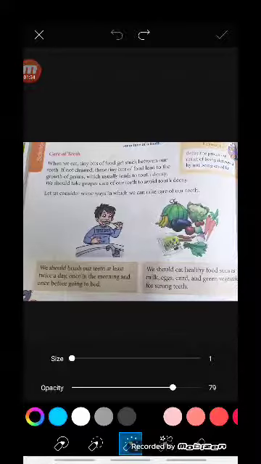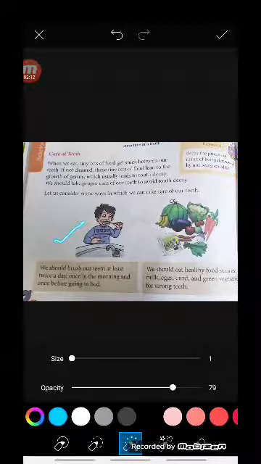So we should take proper care of our teeth. The first, you can see in the picture that we should brush our teeth at least twice a day, once in the morning and once before going to bed. Why is it said that before going to bed we should brush? Because after eating food, some food particles still remain stuck between our teeth. Just to remove them, we should brush our teeth at night also before going to bed.